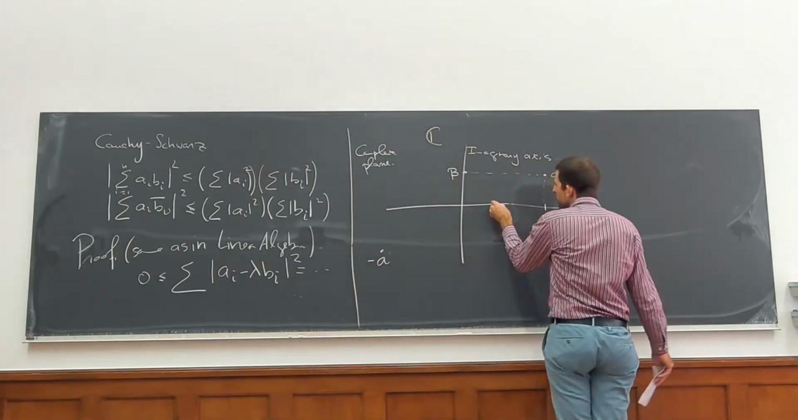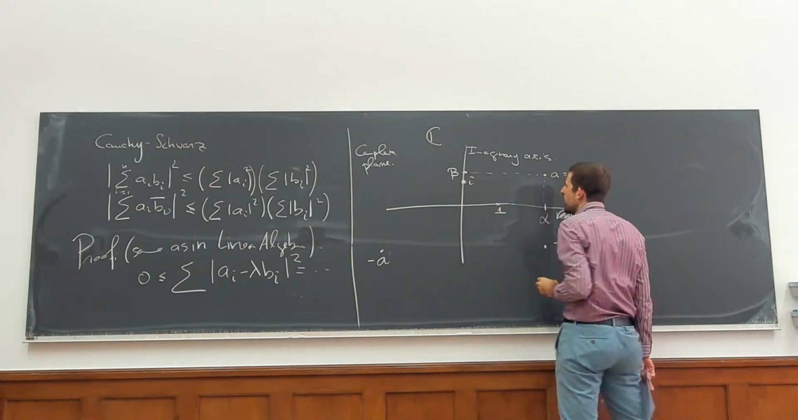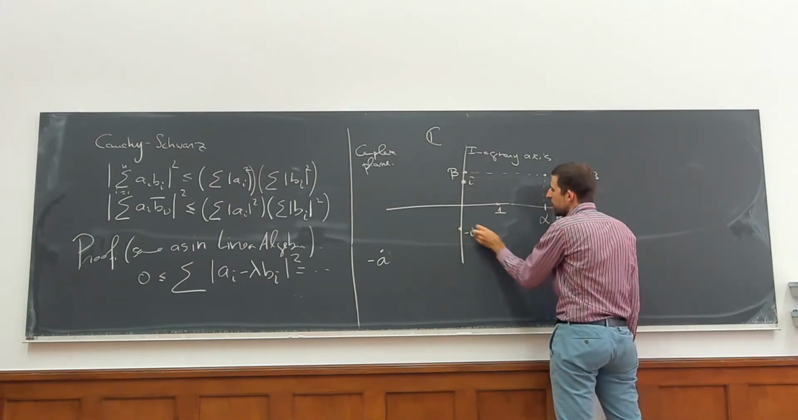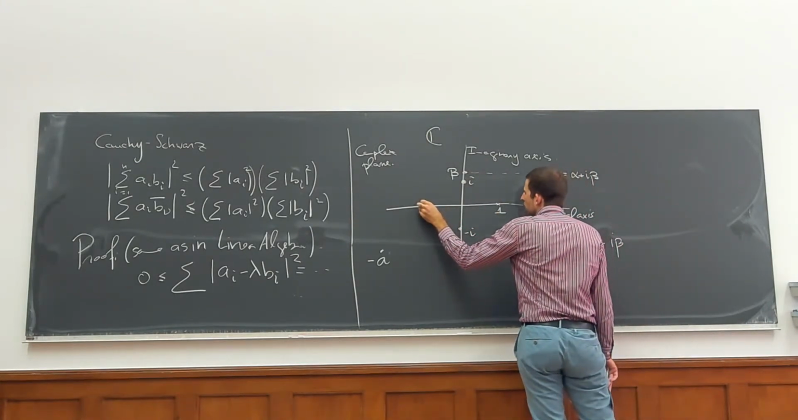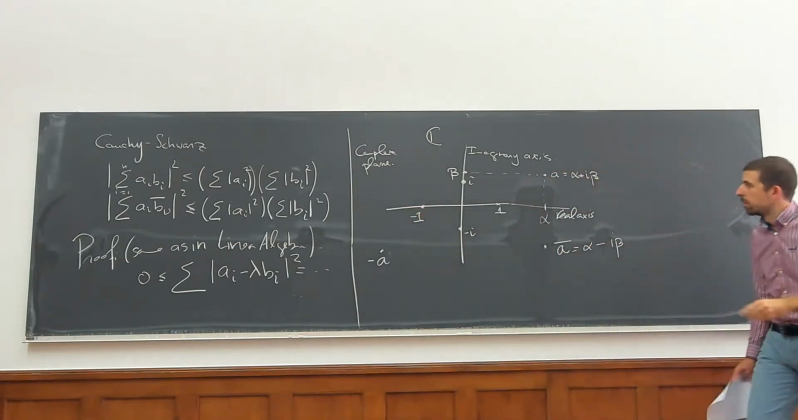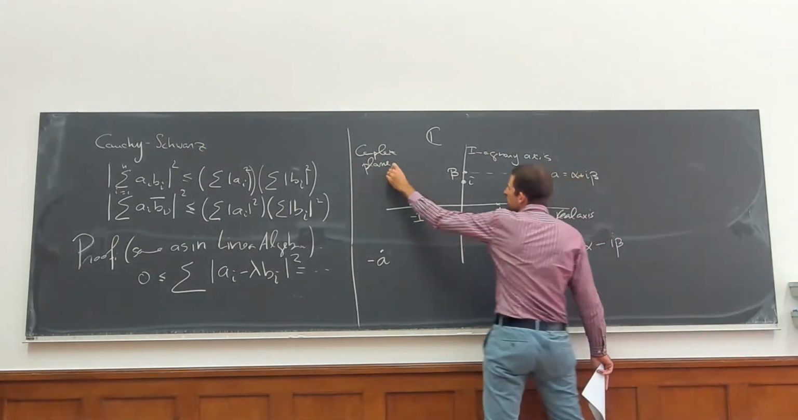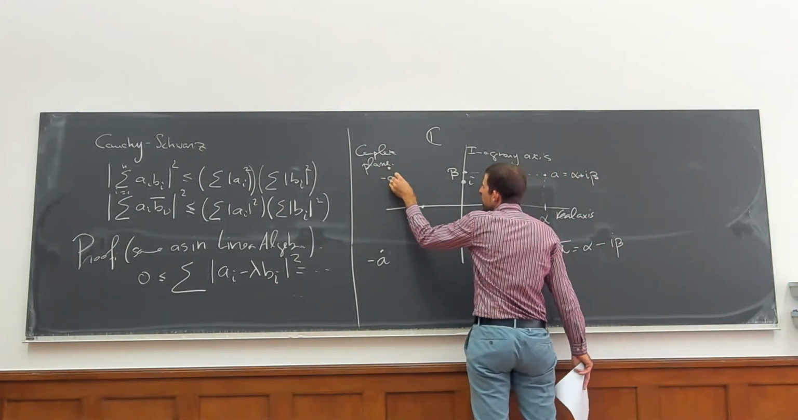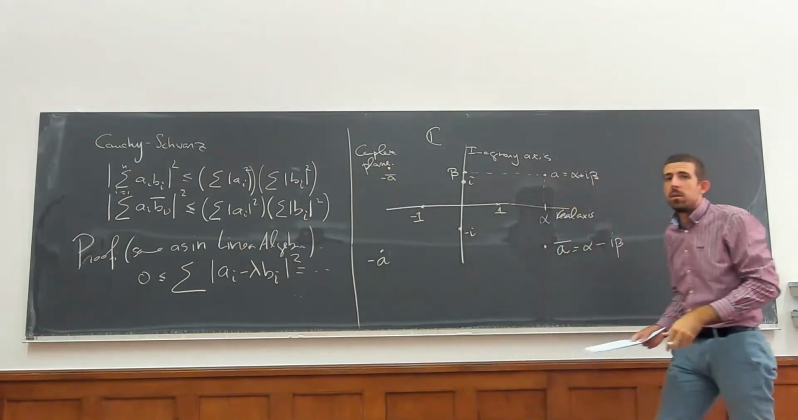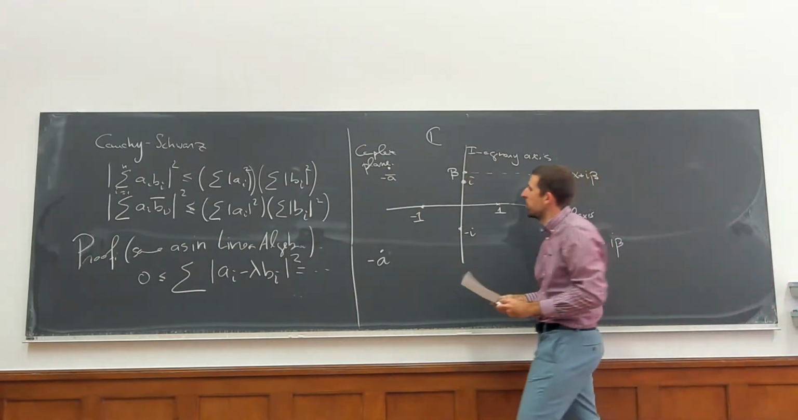Number 1 will be somewhere here, number i somewhere here, and minus i and minus 1. And of course, to be complete, this is going to be minus A bar. I take A bar, which moves me over here, and then the minus moves me all the way over there.